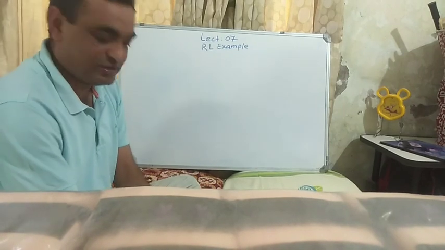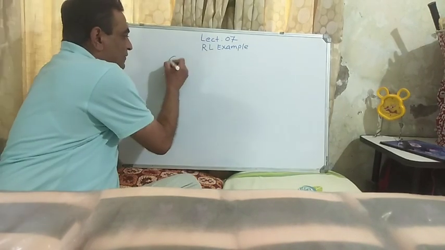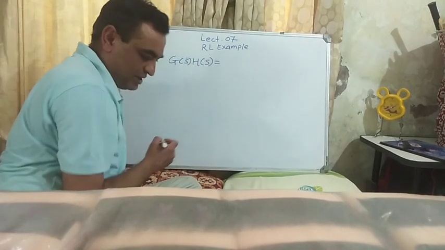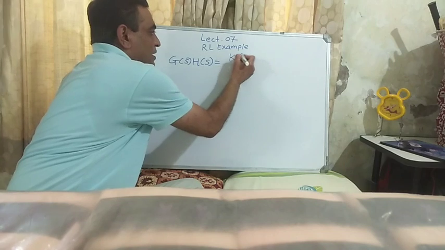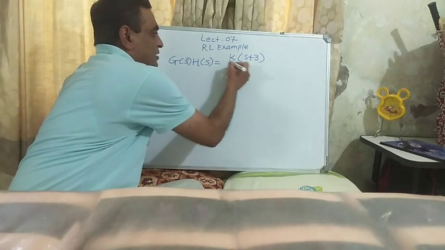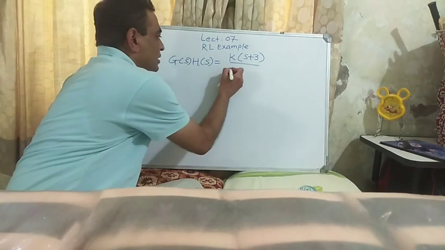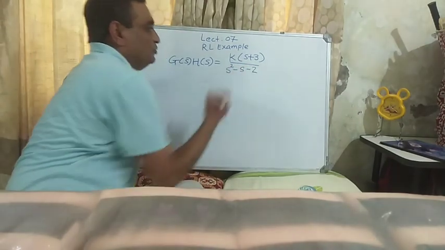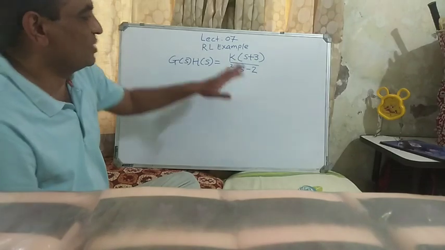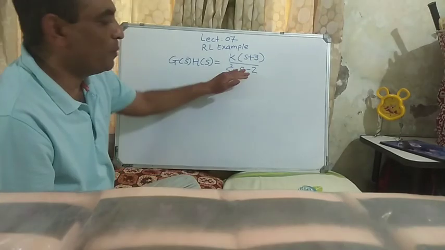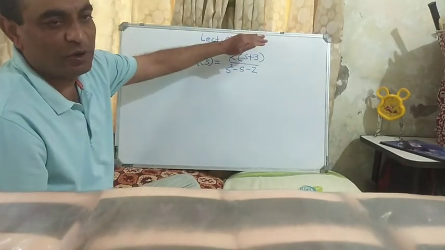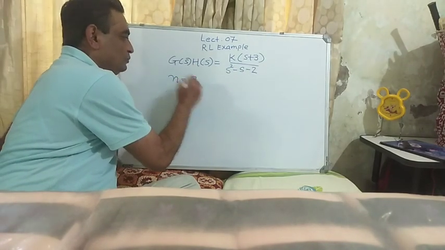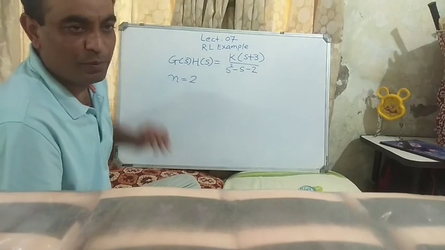So the example is that we have been given the open loop transfer function G(s)H(s) as K into (s plus 3) upon (s squared minus s minus 2). So this is a second order system. There are two open loop poles and there is one open loop zero. So we start with finding n is 2, because there are two open loop poles.